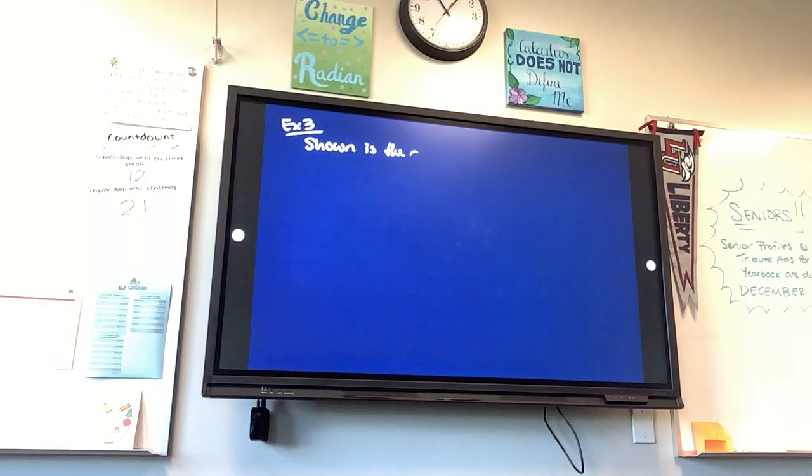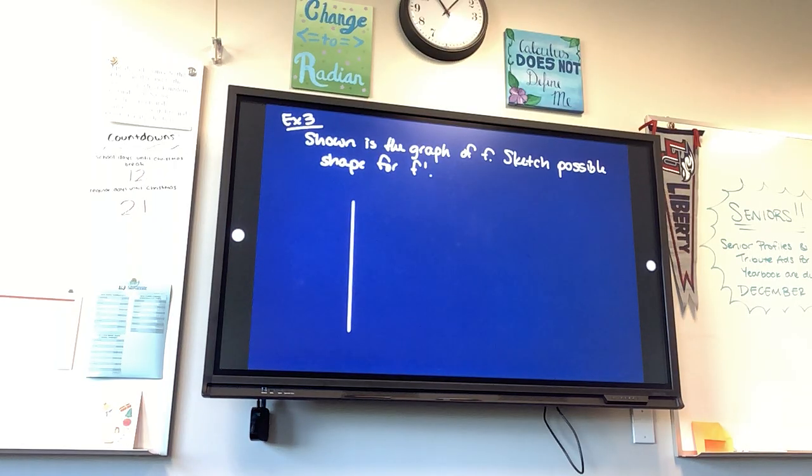Shown is the graph of F, and we're going to sketch a possible shape for F prime. So we're going to have a given graph, and then we're going to have an answer graph. F is the one that is given, and it looks like this.